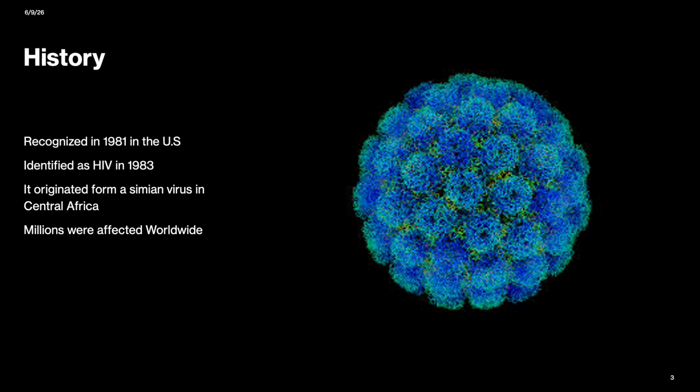HIV/AIDS was first recognized in 1981 when doctors noticed an unusual infection occurring in young adults. But in 1983, scientists identified HIV as the virus responsible for the disease. Research suggests that HIV originated from a similar virus found in chimpanzees in Central Africa that was transmitted to humans. Since its discovery, HIV has become one of the most significant infectious diseases worldwide, and it has affected millions of people.